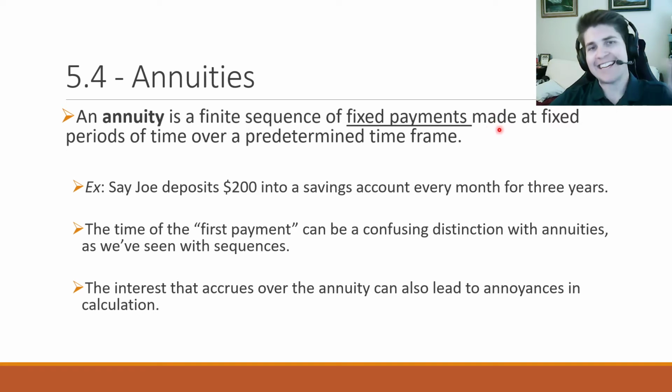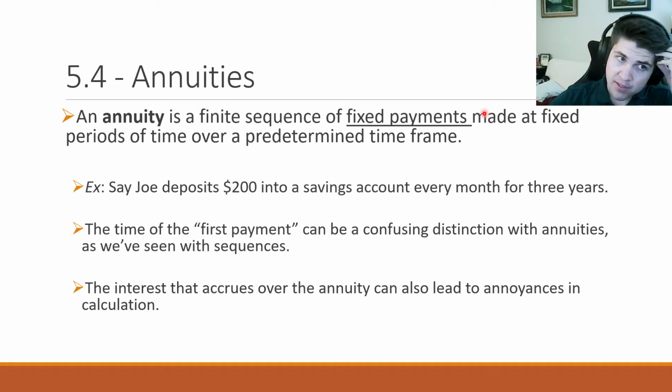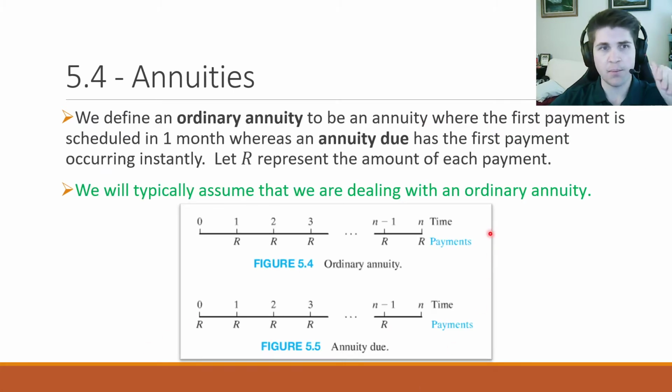And another technicality to mention before we get too much further is the book distinguishes different types of annuities by the amount of the first payment, and it can cause annoyances in those calculations. So let's move to the next slide. It's not working for some reason. There we go. Moving to the next slide.